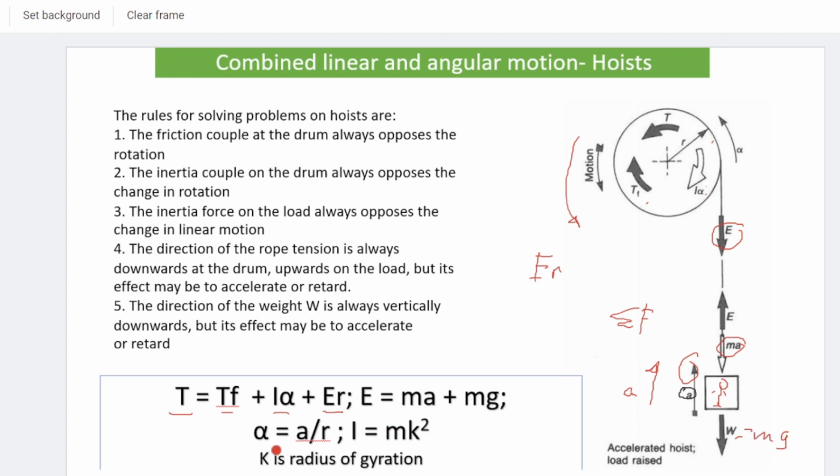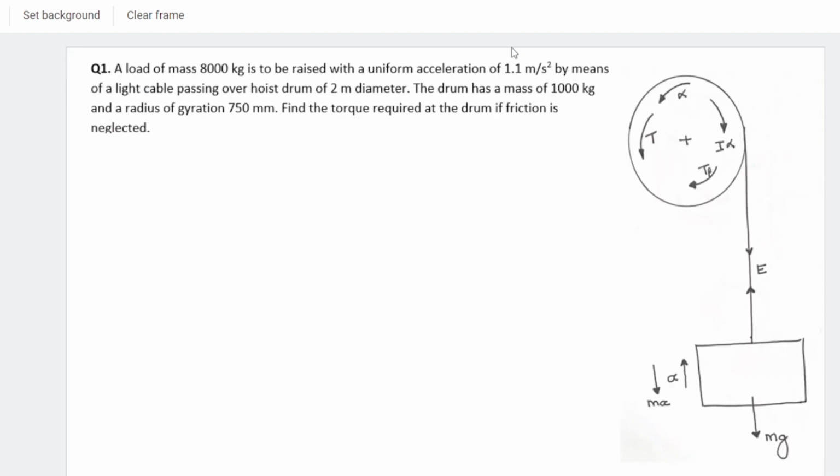And take note, if you are going to get the angular acceleration, it is just equal to linear acceleration over the radius of this hoist. And then your moment of inertia in the hoist is also equal to the mass of the hoist and then the radius of gyration squared. Okay, so let us try to solve this example.